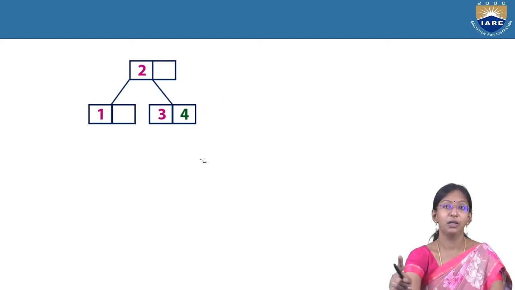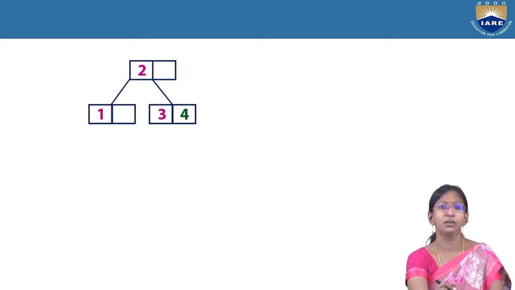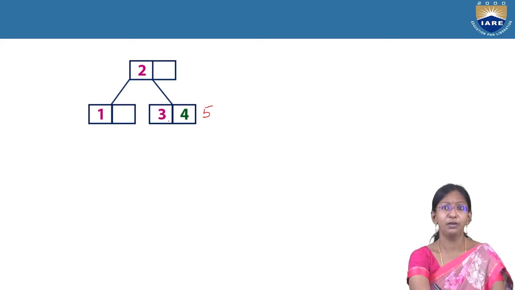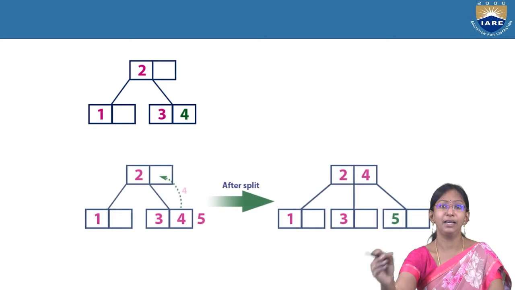Fair enough. Coming to 5, just give it a try, guys. What will happen if you insert 5? 5 is supposed to sit after 4. But can this node accommodate it? No. What is the middle value? 4. Send it to the parent section. Can the parent accommodate 4? Yes, there is a space beside 2. Then 4 is going to come and sit on the right hand side of 2.